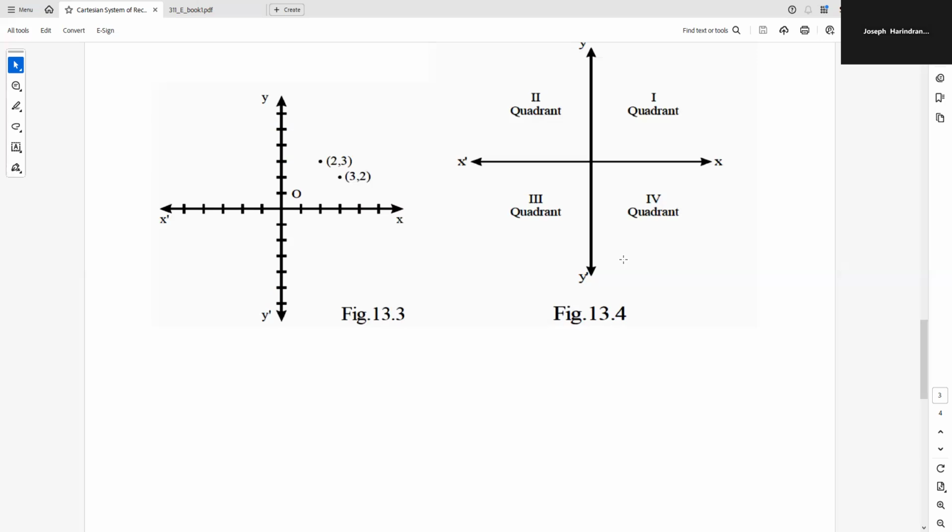The x coordinate is also known as the abscissa. And the y coordinate is also known as the ordinate. So these are some of the basics of coordinate geometry. Now let us move on to the study material of the NIOS. The study material of the NIOS is being shared right now.